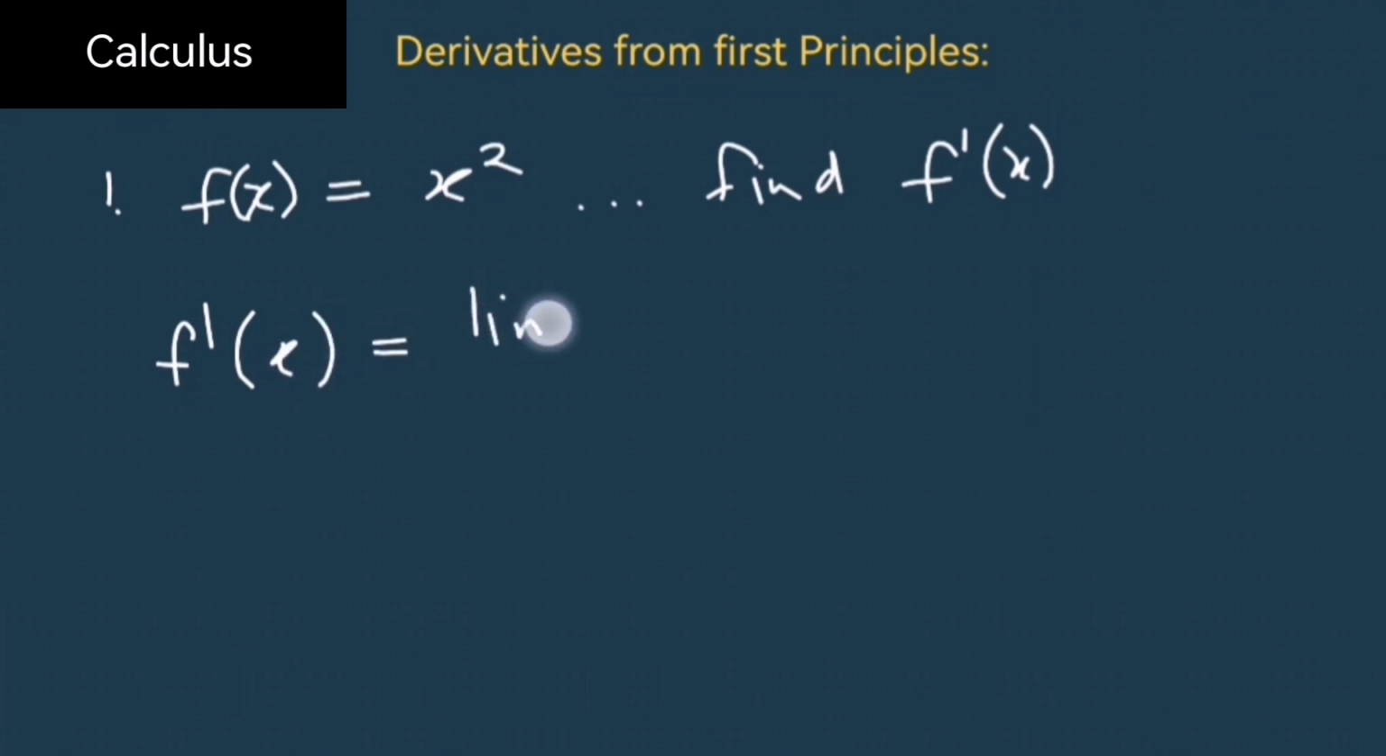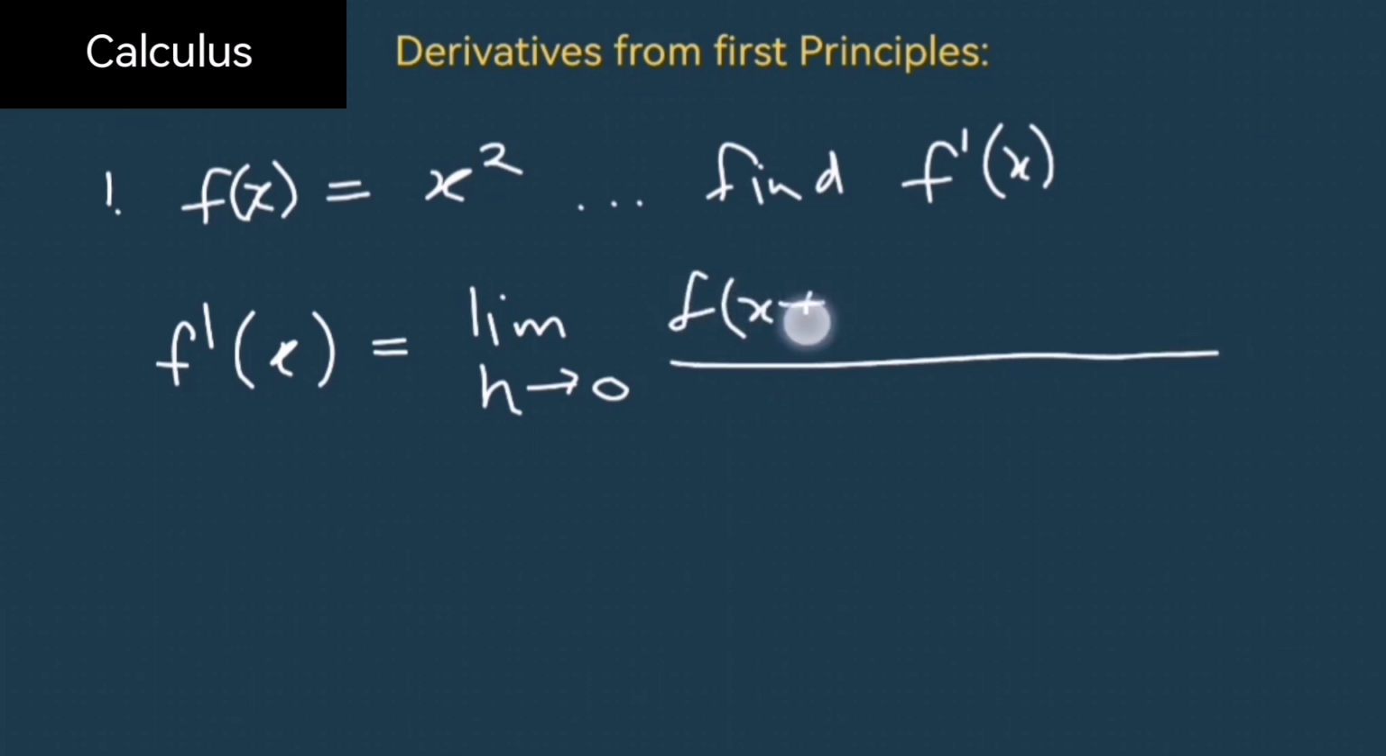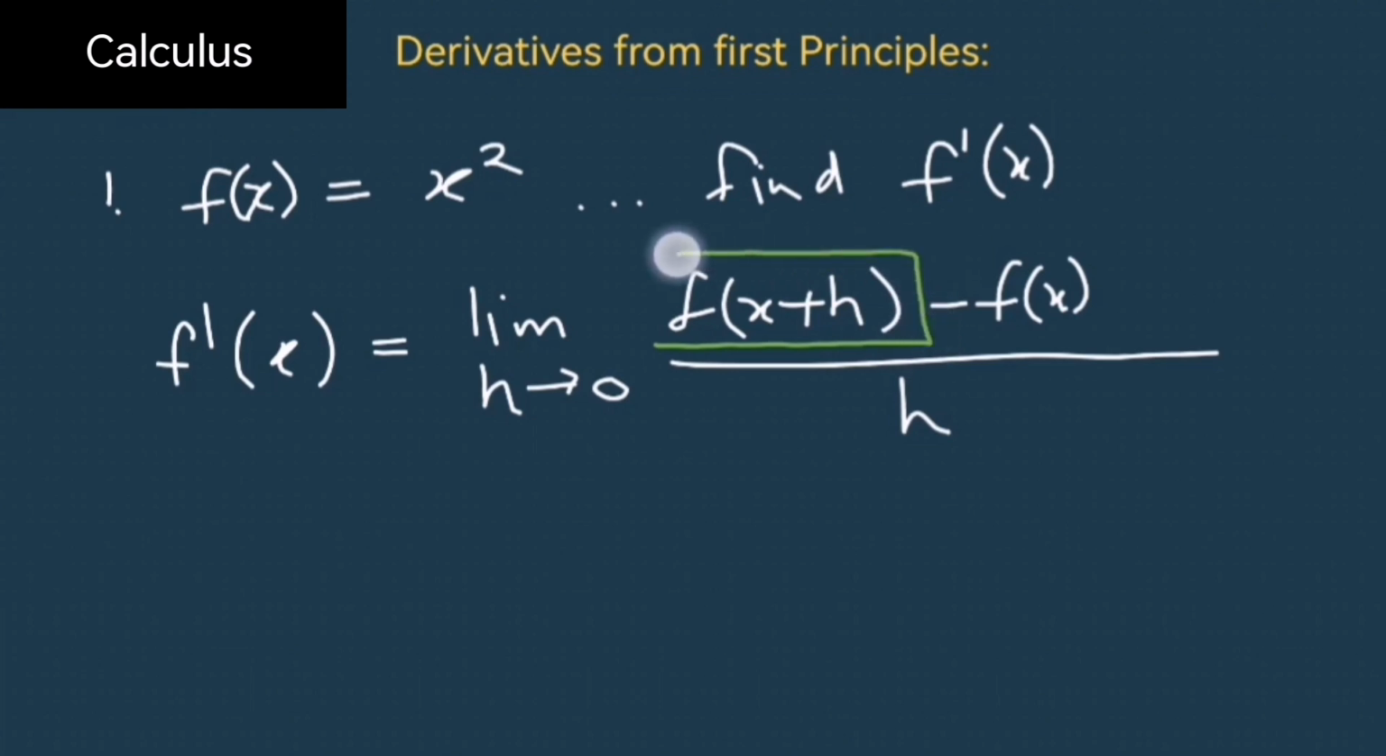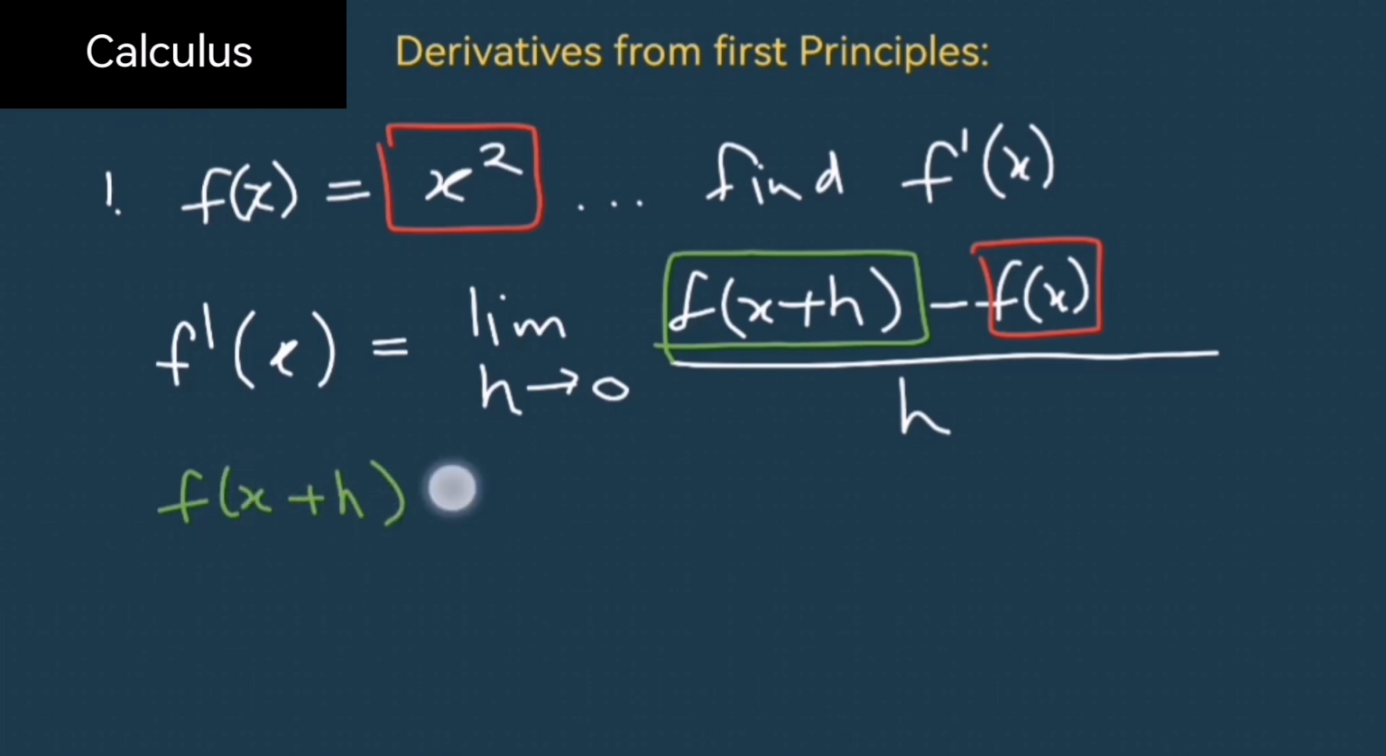The derivative is the gradient, and we calculate that by saying the limit as h approaches 0 for f of x plus h minus f of x divided by h. So there's an f of x plus h and there's an f of x, which we already were given. F of x is equal to x squared. We now just need to find what is the function of f of x plus h.